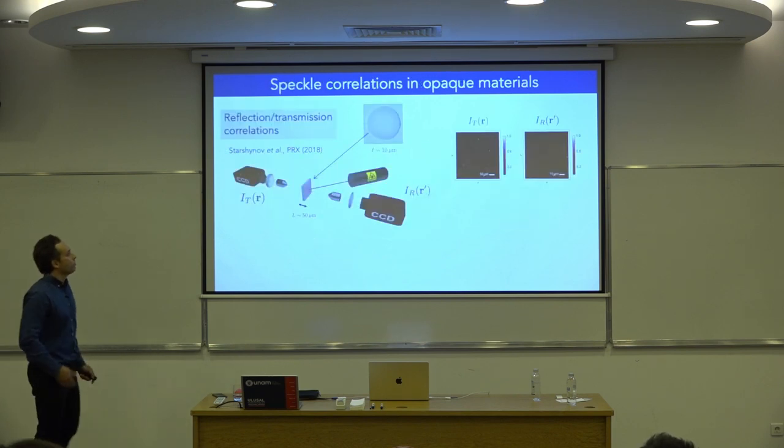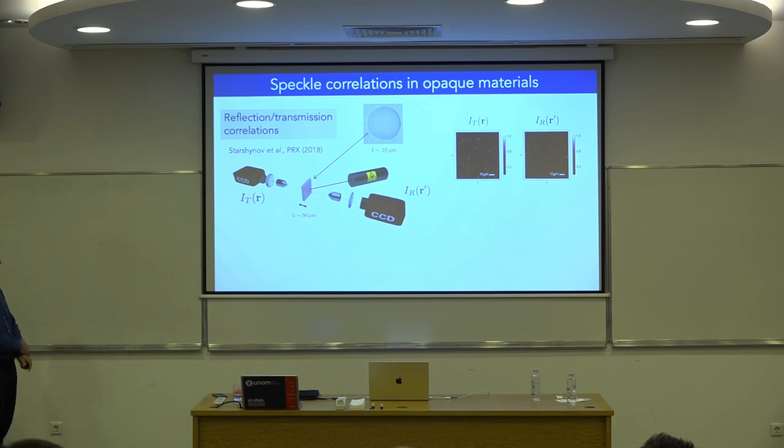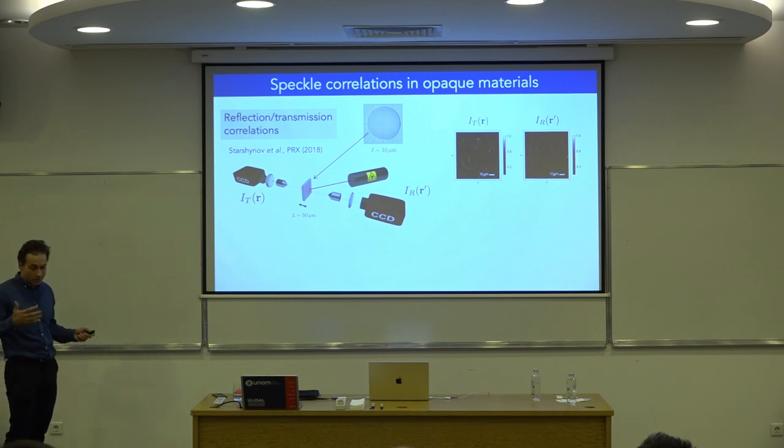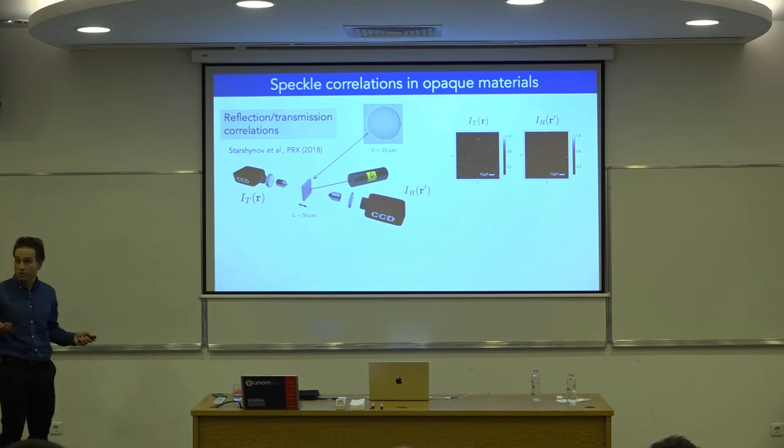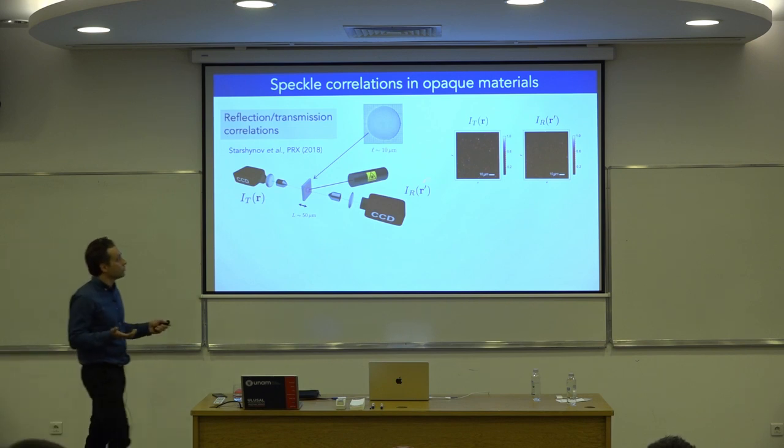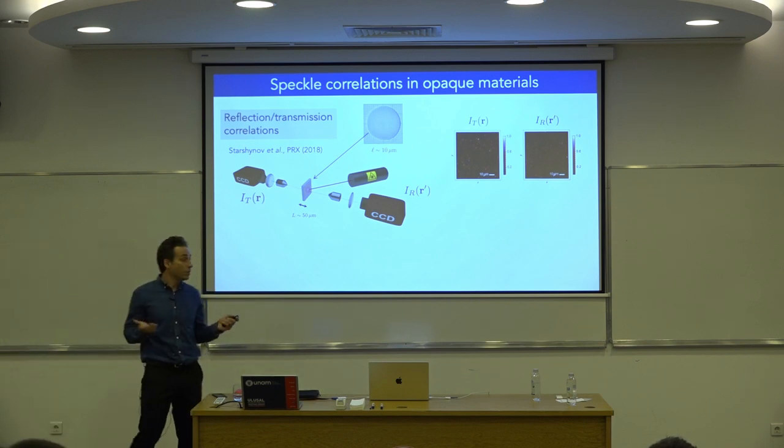Let me show you one example that we consider to understand what happens in this type of situation. We consider a strongly opaque material. The mean free path is of the order of 10 microns, and the thickness is 50 microns. That means that you cannot see through. This is what you see here. You cannot see what is going on behind. We shine this system with a laser. We collect the reflected speckle. And on the other side, you have a speckled transmission. And apparently, these two speckle patterns are completely uncorrelated because of multiple scattering.